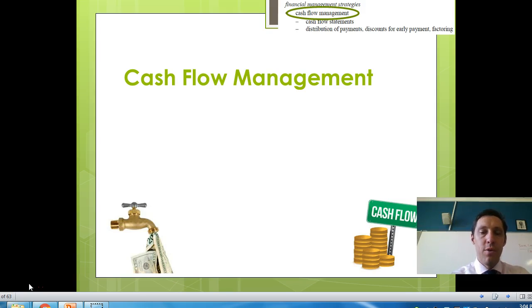But before we have a look at what the strategies are in relation to cash flow management, we first need to just recap on what is cash flow management and the importance of the cash flow statement, which might help to identify a particular business has a problem, and then consider what strategies could be used to improve that cash flow situation.